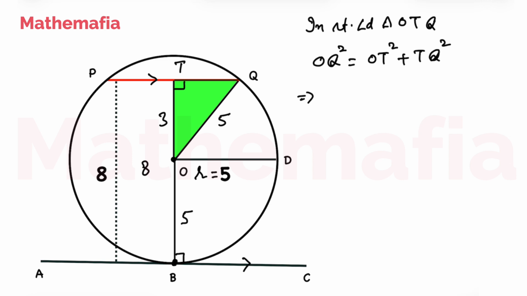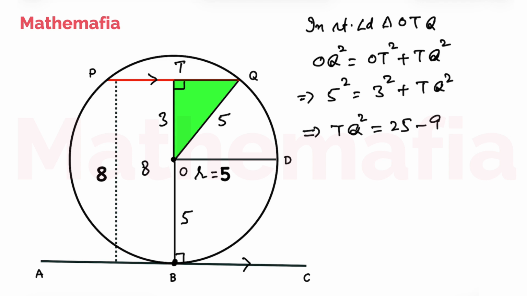This implies 5 squared is equal to 3 squared plus TQ squared, which means TQ squared is equal to 25 minus 9, which is equal to 16. So this implies TQ is equal to 4.